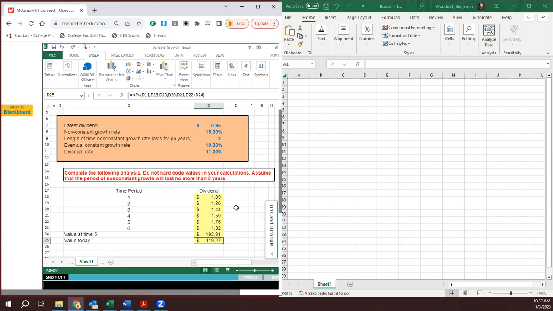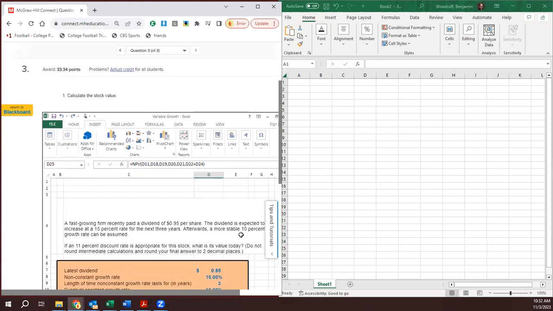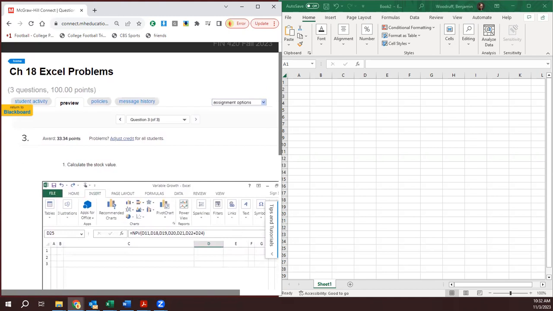And then the value today is just the net present value of these future cash flows. So we're discounting all of this back at our discount rate of 11%. That's the first thing that we enter. And then for the rest of these, it'll be time 1, time 2, time 3, time 4. And then time 5, we have 2 cash flows. We have both the dividend and the value of the stock going forward. So we'll just add those together. The value today is found through that NPV formula. Okay. And that is all for chapter 18 of module 4.